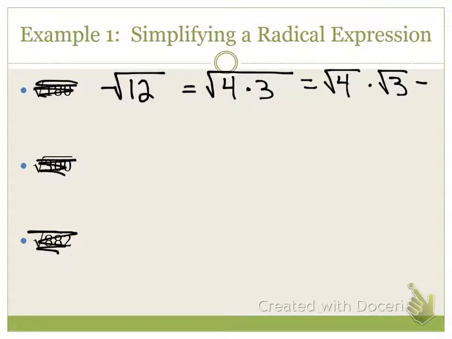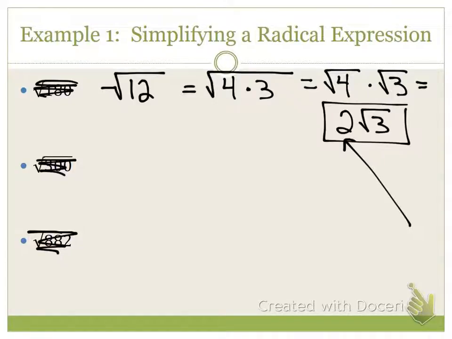So I multiply 2 times the square root of 3. And that's my simplified answer. Okay? So you've got to know, guys, where does this number come from? It's because it's the square root of a perfect square factor of some other larger number. Okay? Let's look at the next one.